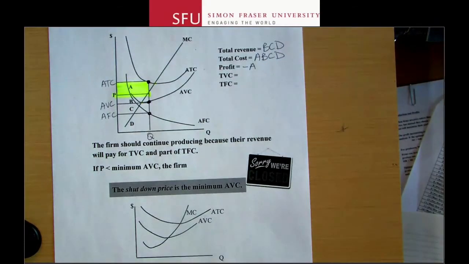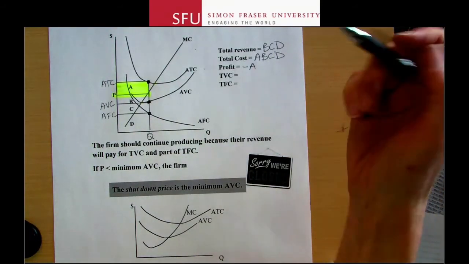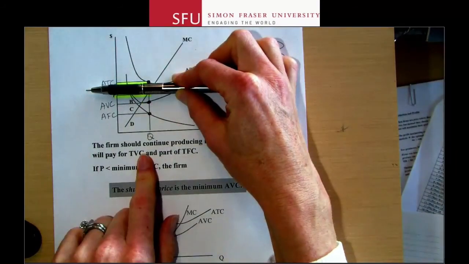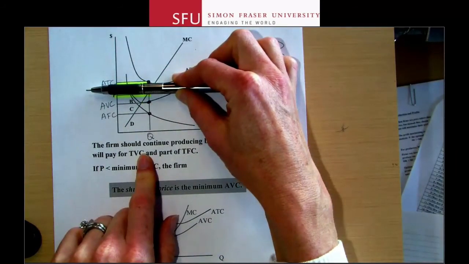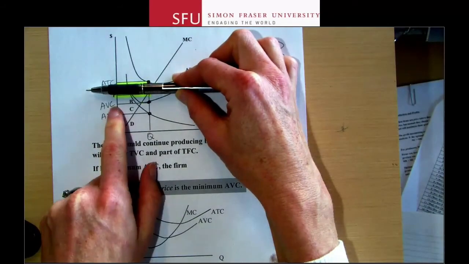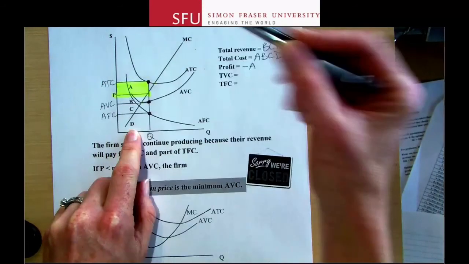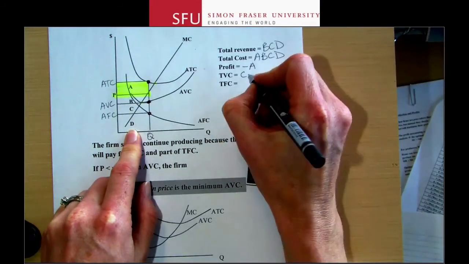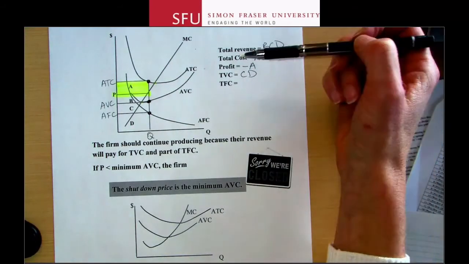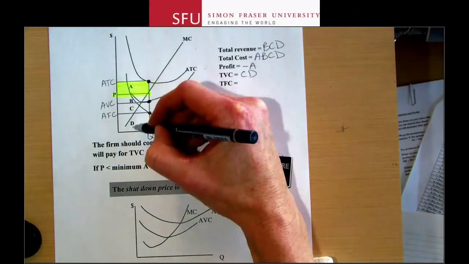But they will not shut down. They will continue to produce because the amount of revenue that they're earning is more than enough to pay for their variable cost. Their total variable cost would be the average variable cost times the quantity, so C and D would be the total variable cost. They're making more than that, right? They're making B, C, and D. This is their variable cost, C and D.